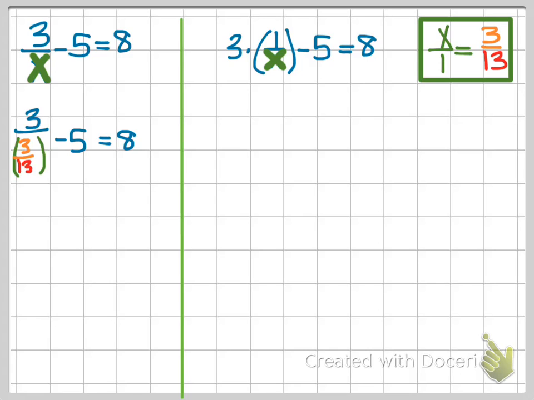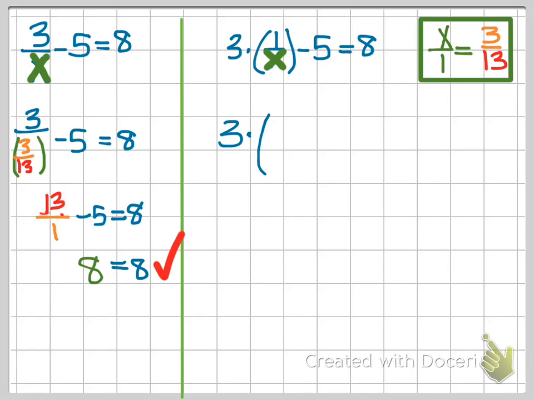3 divided by 3/13. So for each one, there's going to be 13 sections, and of that, I'm going to multiply that by 3. So that actually simplifies to 39/3. And I'm going to take away 5 and is equal to 8. 39/3 simplifies to 13/1. Take away 5 is equal to 8. So 13 subtract 5 is equal to 8. So 8 is equal to 8. It works. It's true.